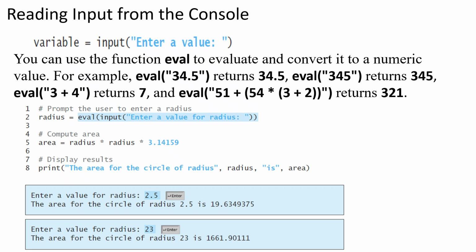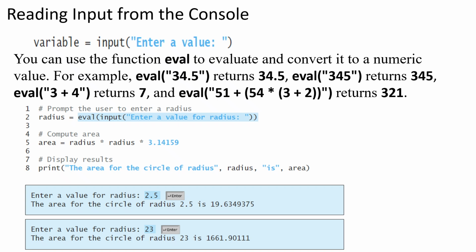Reading input from the console. You can use the input function to read the input from the console. You can assign a variable equal to input, with a prompt within double quotes. You can use the function eval to evaluate and convert it into a numeric value. For example, eval of "34.5", which is a string, returns 34.5.